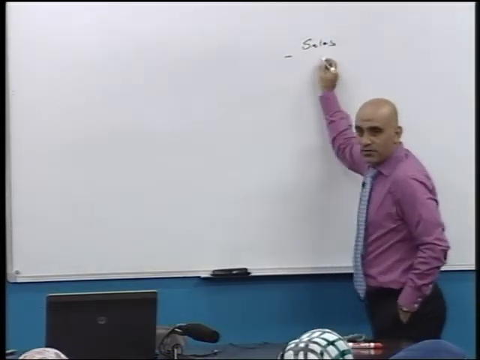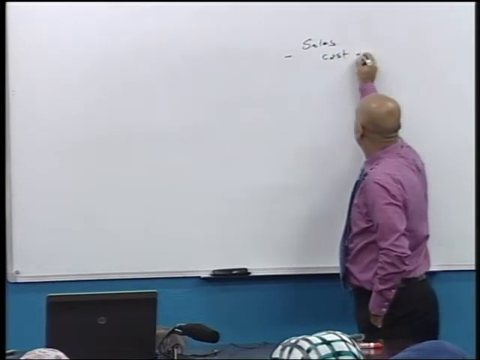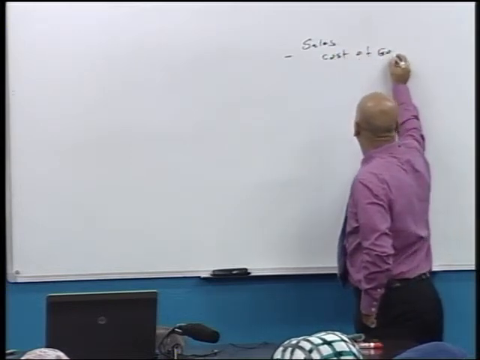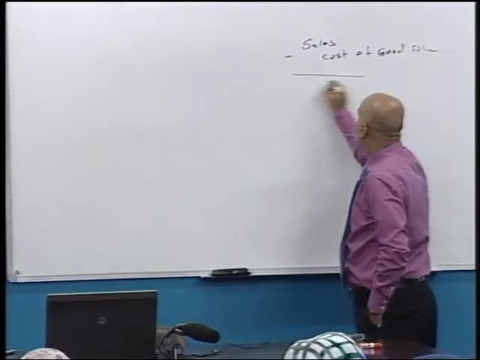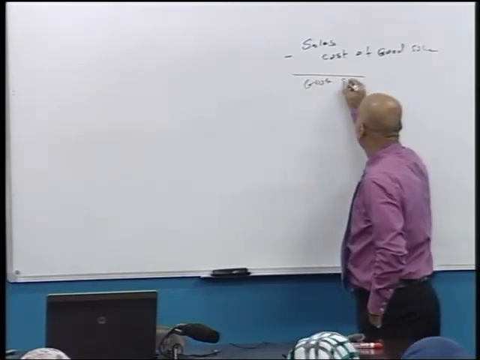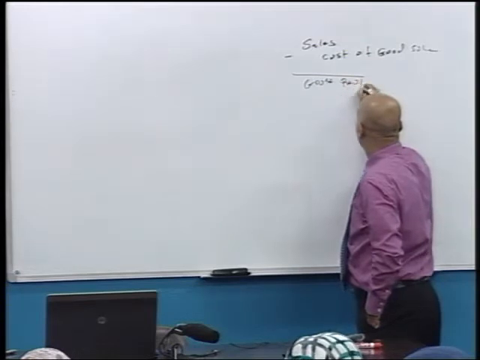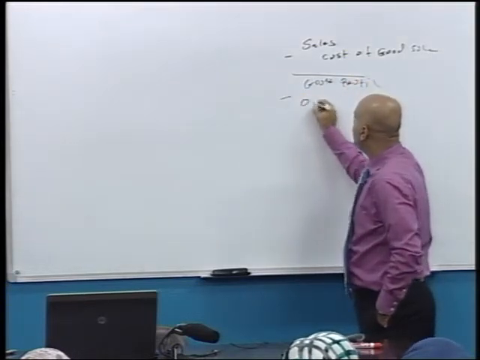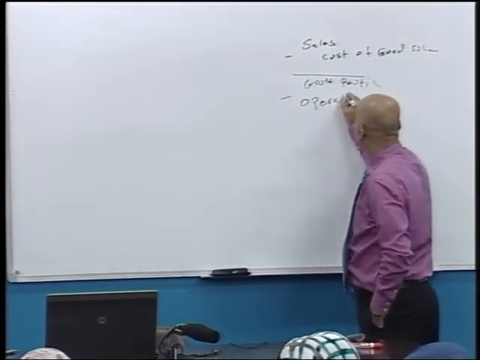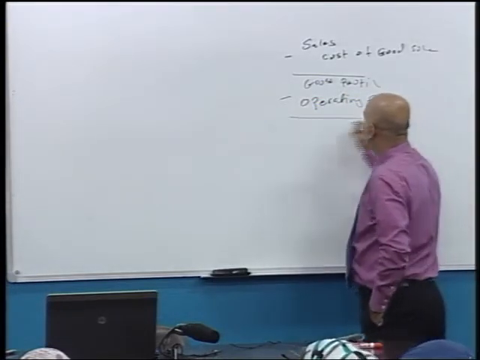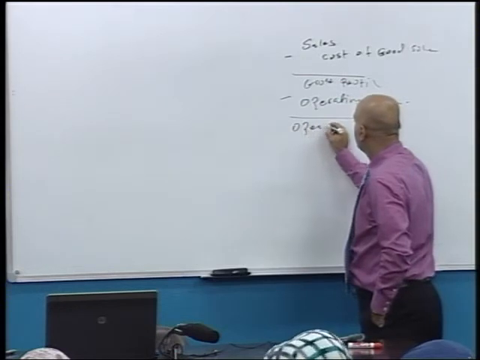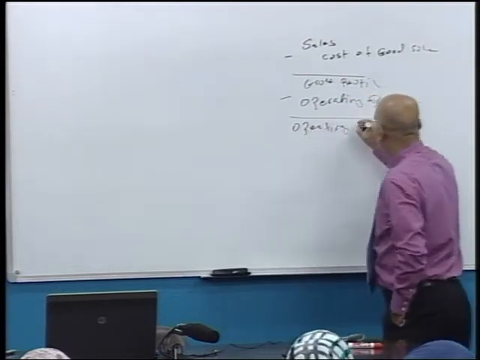Then we deduct the cost of goods sold. بيطلع عندنا الجروس profits. Then we deduct the operating expenses. So we have operating income.